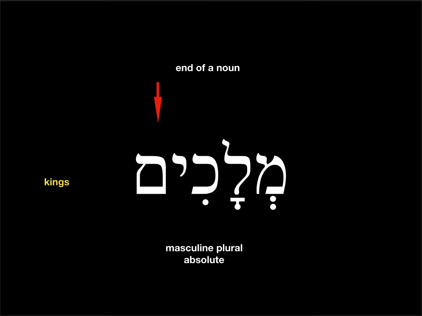If we have the same word, melech, and now we have melachim at the end, this would be masculine plural, absolute. You may have also noticed that the vowels changed a little.